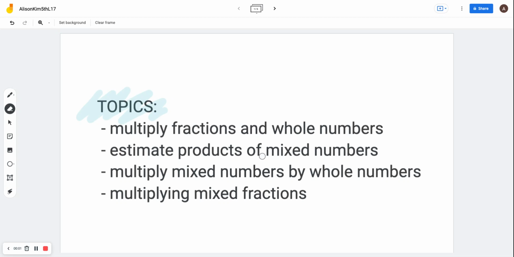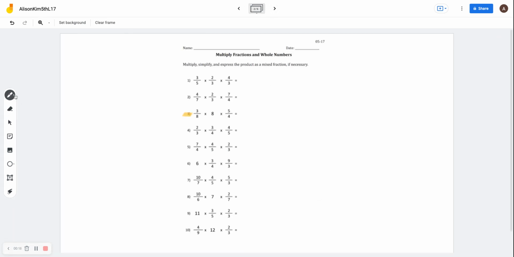Hi, fifth graders. Today's topics: we're going to first multiply fractions with whole numbers, and then we're going to estimate the products of mixed numbers, and then we're going to multiply mixed numbers with whole numbers, and then we're going to multiply mixed fractions. Let's get started with multiplying whole numbers and mixed fractions.